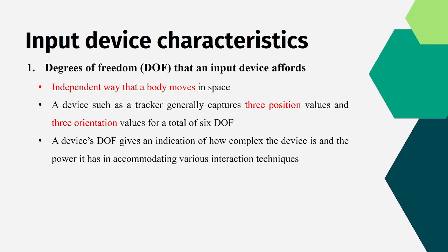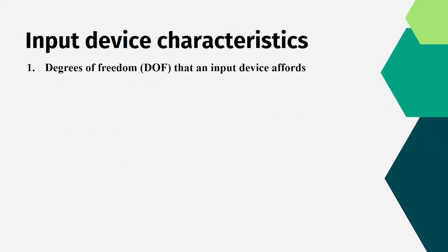Generally a device or a tracker will have 3 degrees of freedom in terms of position, that is XYZ, and 3 degrees of freedom in terms of orientation, that is about X, about Y, and about Z. So in total, it will have 6 degrees of freedom. Now, a device which has more degrees of freedom is definitely a more complex device to handle, and it has more power in accommodating various interaction techniques with the environment. So this is the first, that is degrees of freedom.